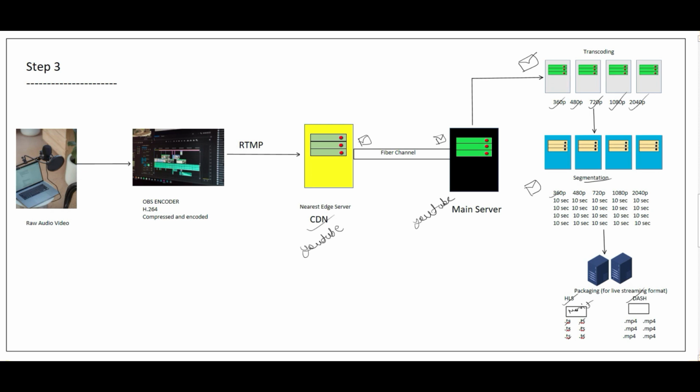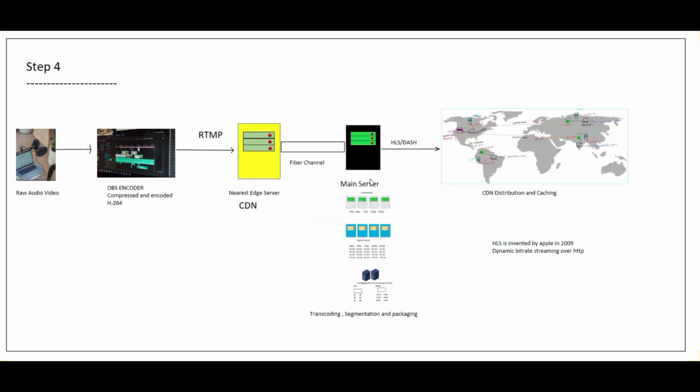So let's see what is the next step. Now the video is in the main server, it is transcoded, segmented and packaged. Now that particular video will be sent to the CDN distribution and caching. In this step, the video will be transported all over the globe wherever the CDNs are present, and while transporting the video from the main server to the CDNs, it will use the HLS or DASH protocol.